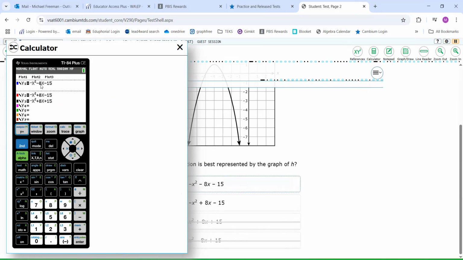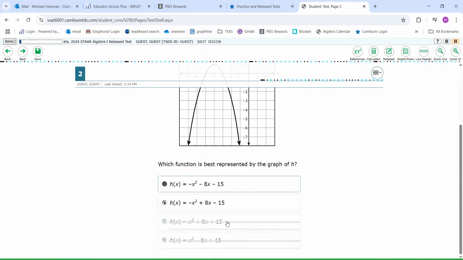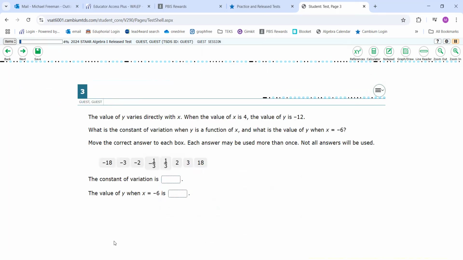The blue one is minus 8x and minus 15. So again, when they give us a graph and give us equations, we can just graph them and see which one makes this graph. The first two should have been super simple.